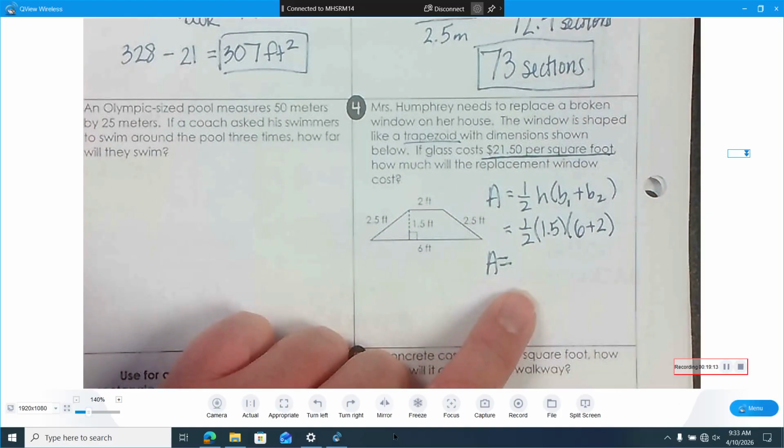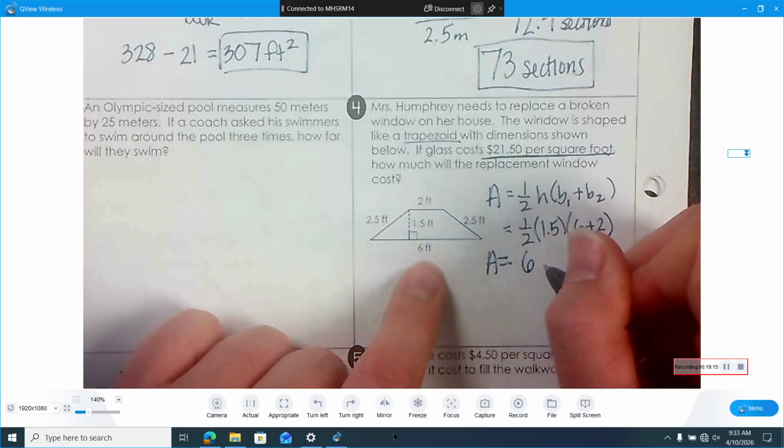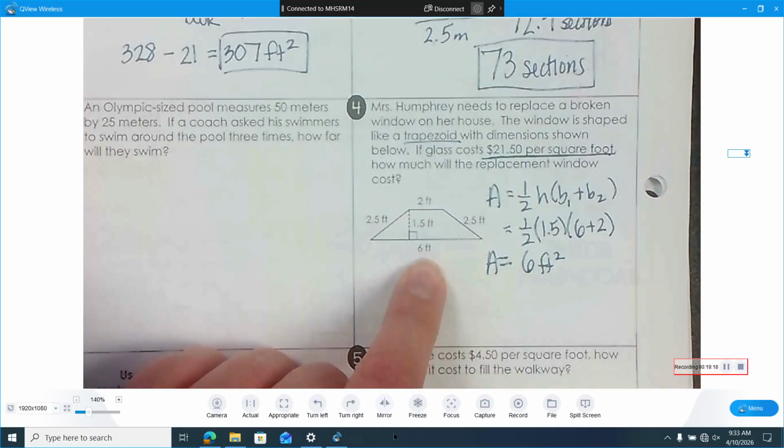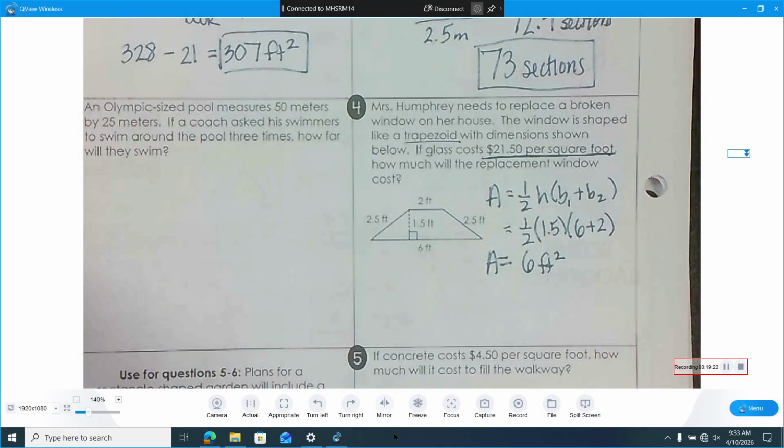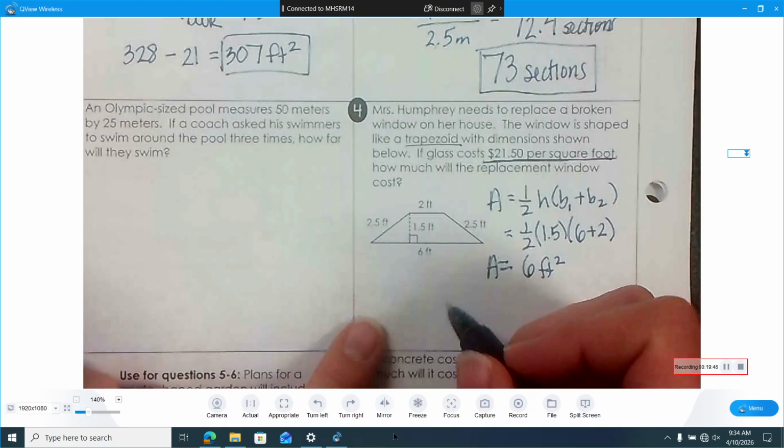What do you get? 6? Okay, and that's 6. We're talking square feet. All right. So again, if glass costs, so 1 square foot is $21.50. What's 2 square feet? Another $21.50, so 43. So what are we doing? Do we need to divide, or are we getting bigger? Getting bigger. Cost multiplies, yeah?